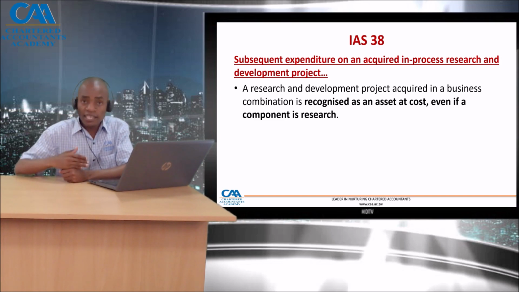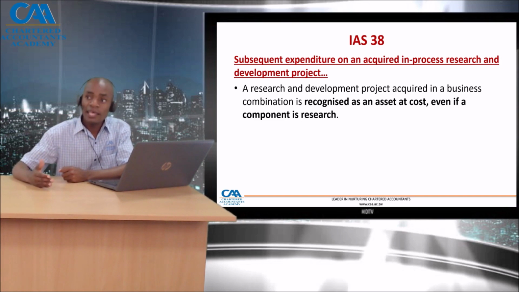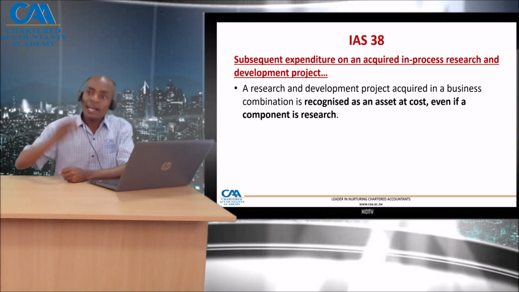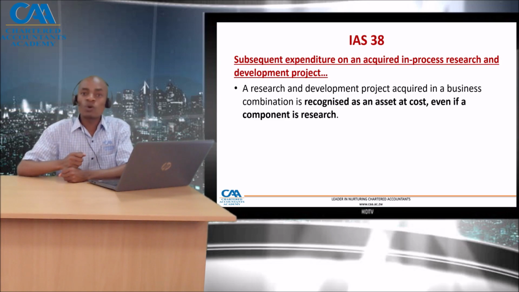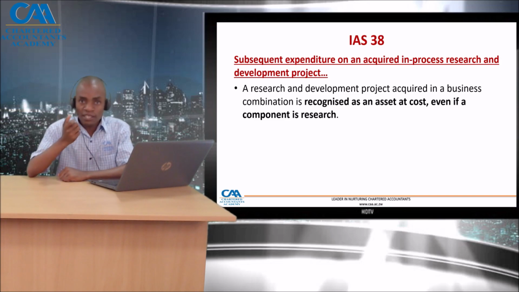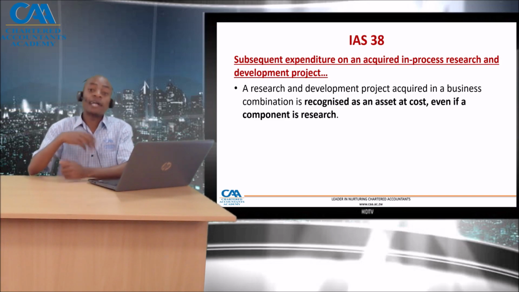So if entity A acquires entity B, and as part and parcel of the assets that entity A acquires from B, we have a research project which is still in process, entity A, the acquirer, must capitalize that onto the cost of the intangible asset. That is one of the exceptions that you are supposed to pay specific attention to.